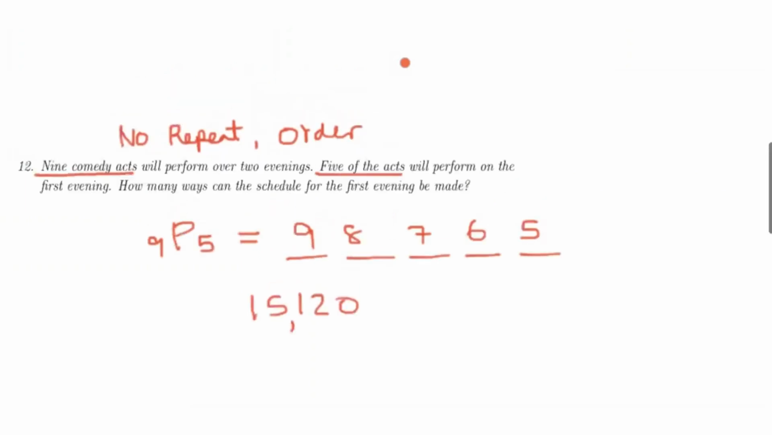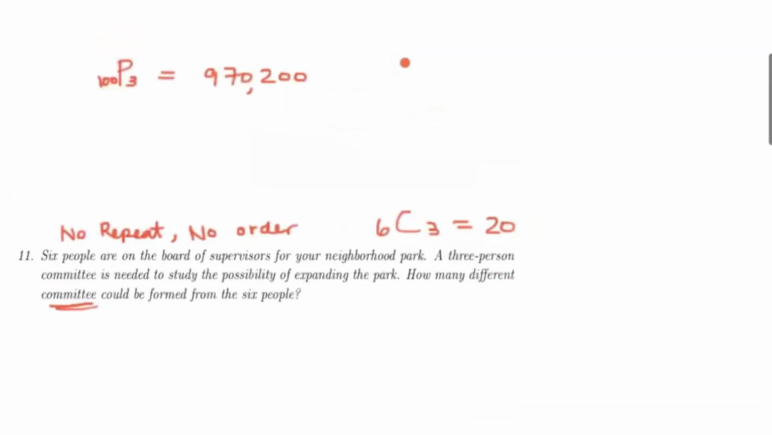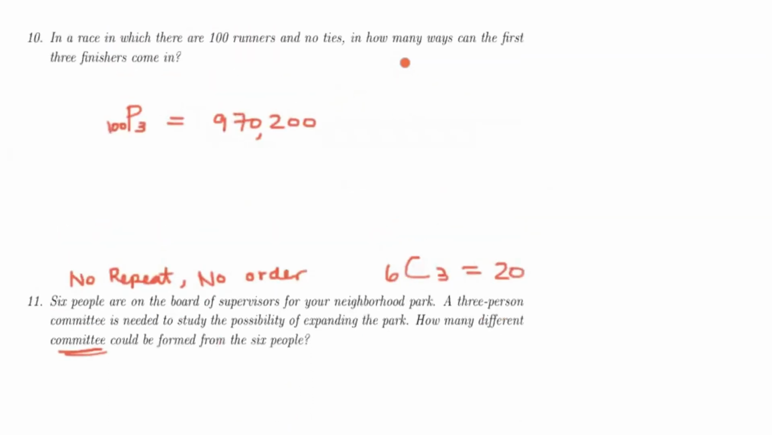Same thing for those 100 runners right here. You can also put those bars. You see, permutation, you can always have 1, 2, 3. There's 100, 99, 98. Of course, it's all multiplied. You do have the same answer too. So in permutation, there are a couple of ways to do it. All right, very last one.